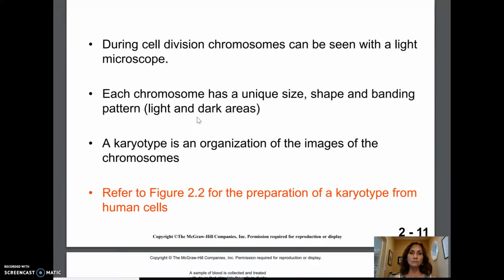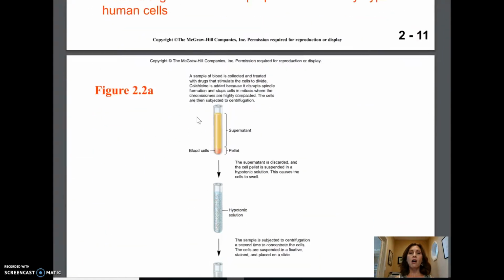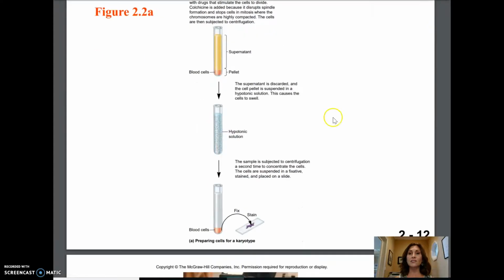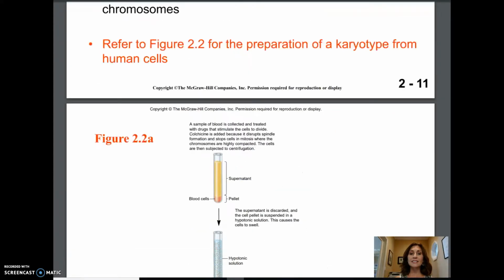So during cell division, we can actually see how the chromosomes replicate and behave using a regular old light microscope. Each human chromosome has its own unique shape, its unique size, and what we call a banding pattern, or these dark and light areas present along the length of the chromosome. Those are called euchromatin and heterochromatin. When we look at an alignment of chromosomes in an individual, we call that a karyotype. And karyotypes are very important in detecting the presence of genetic diseases in offspring.